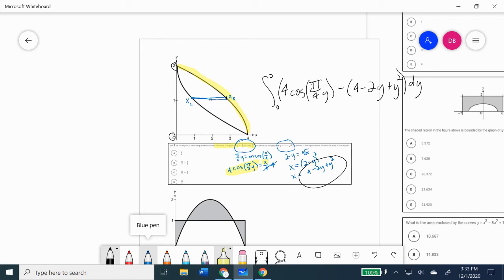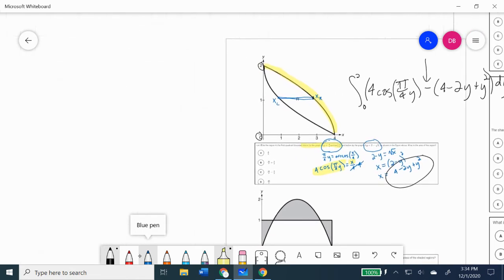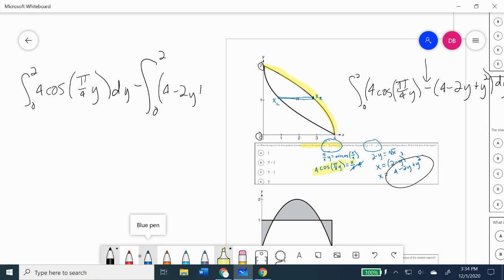And now I still have to solve the integral. Because of this subtraction, I can nicely separate these two integrals. So I'm going to need to do that because of the u substitution. I'm integrating from 0 to 2 with 4 cosine of pi over 4y dy, and minus integral from 0 to 2. For the u substitution, I'm going to substitute for pi over 4y.